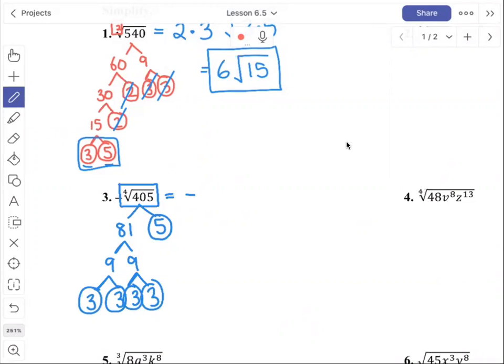Okay. So look at the bouncer. The bouncer says you need 4 of the same number. You need 4 of the same number. So I got 1, 2, 3, 4 3s here. So the 3s can all come out. All right. So that's done. But this 5 doesn't have enough to come out of the root. So I'm going to stick the 5 back into the rad.